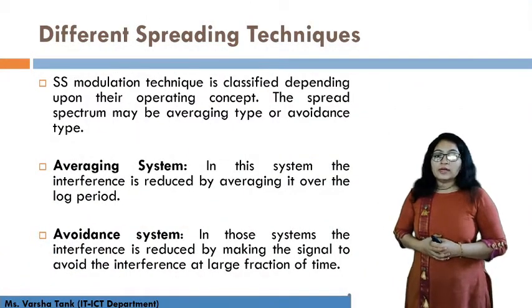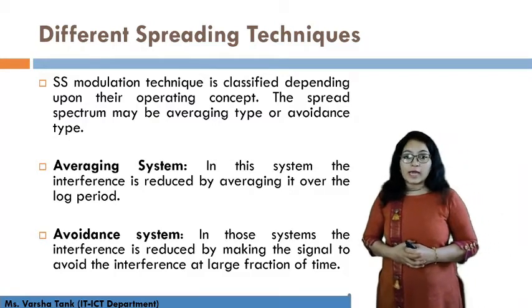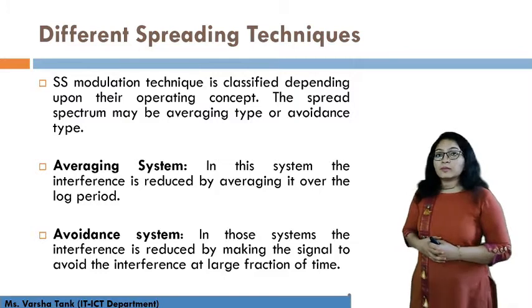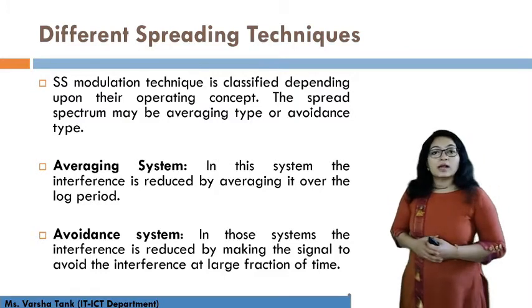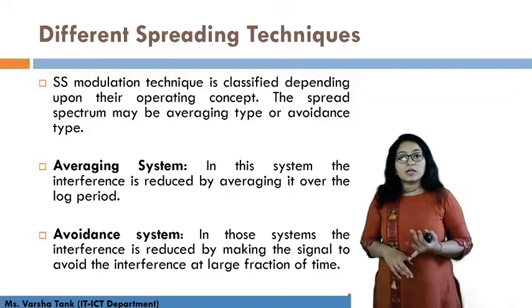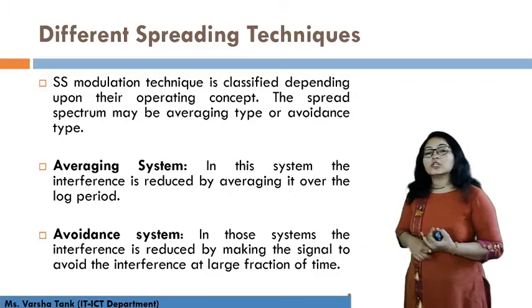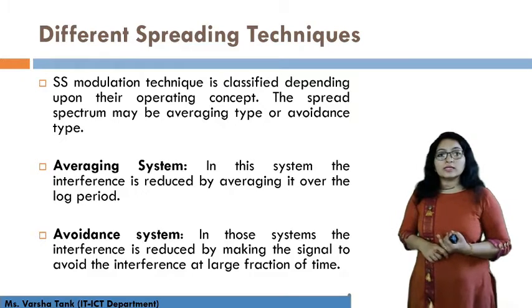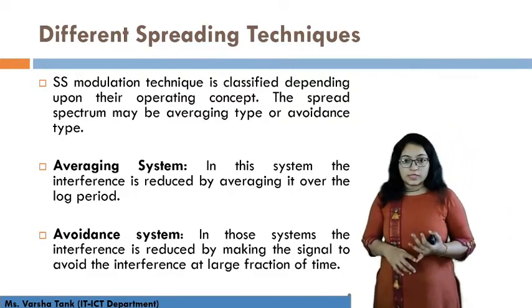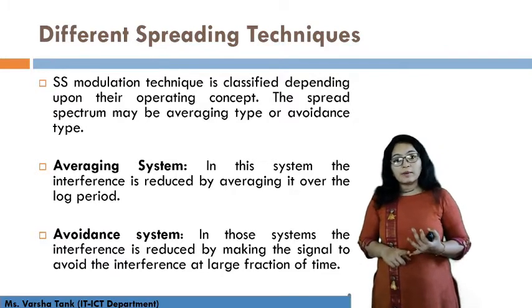Now next, which are the different types of spreading techniques? Spread spectrum modulation techniques are classified depending on their operation concept. Based on that, this technology is classified. So here you can see the spread spectrum may be averaging type or avoidance type. So what are the averaging type and the avoidance type?